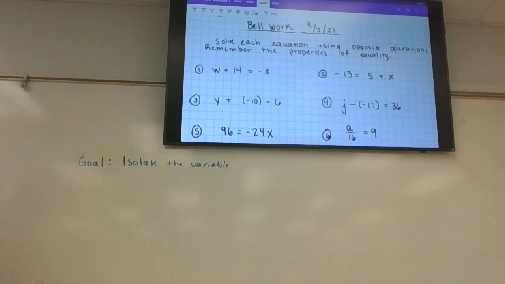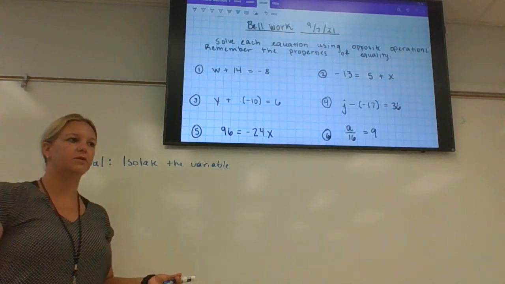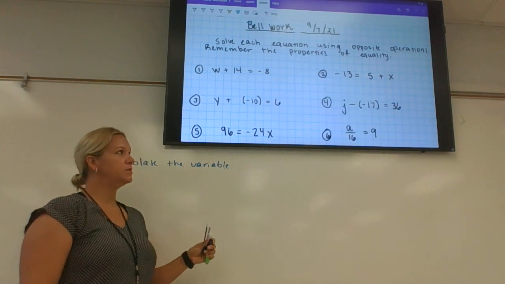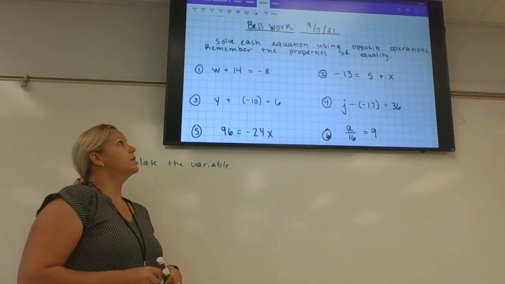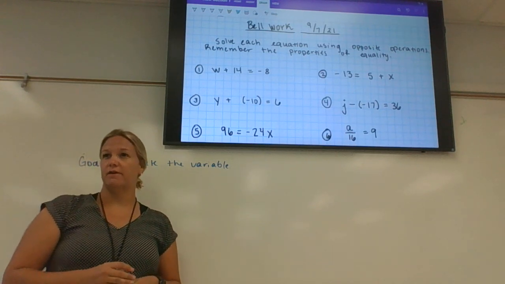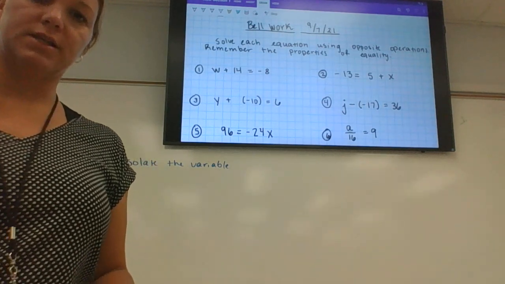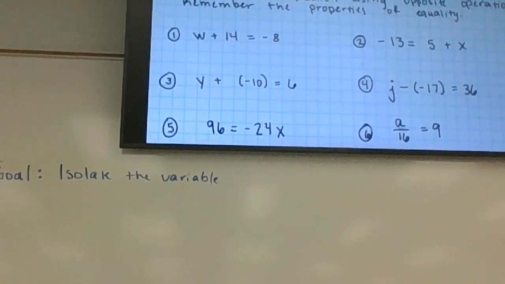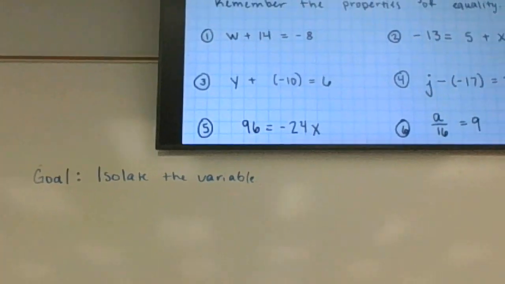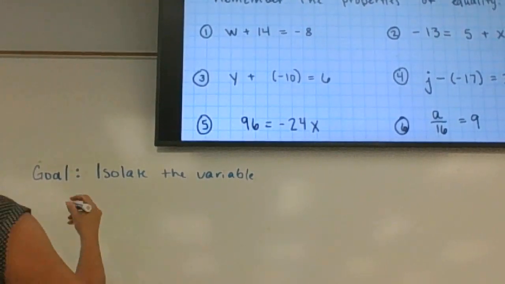So lots of you could probably look at it for a while and figure out what the number is, kind of come up with your own replacement set. But I want you to show work. I'm really more interested in the process of getting the variable alone than I am in you figuring the number out. The process is what's going to help you when the numbers become too difficult to just look at and figure out.